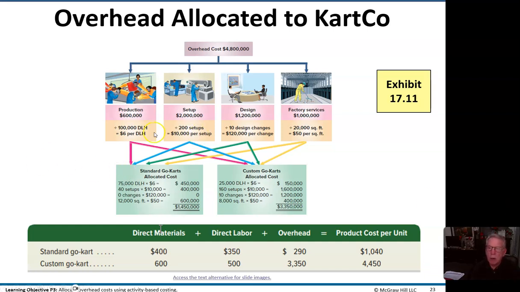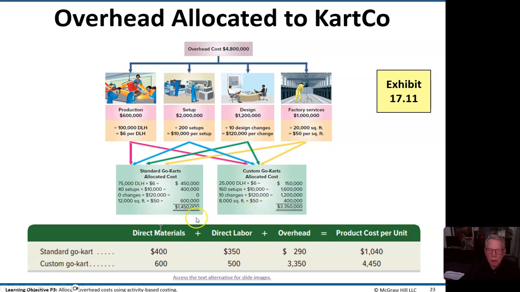Okay, so let's look at that arithmetic in a little more depth again. Here we have the production, the setup, the design, and the factory services. Those are budgeted costs. And here are our budgeted production, setup, design, and factory services. And we divide that through to get our rate per direct labor hour, our cost per setup, our cost per design change, and our $50 per square foot cost for factory services.